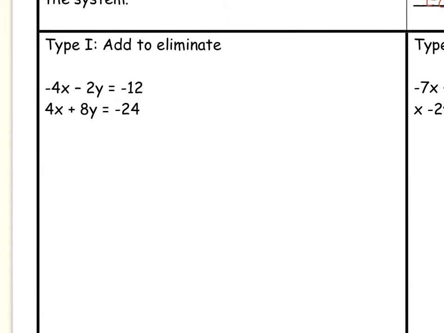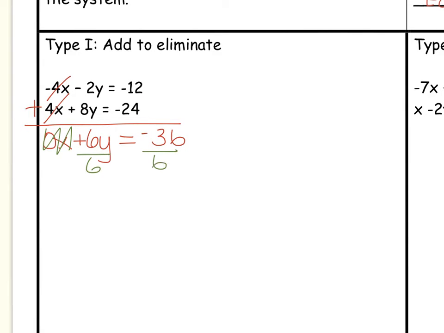What happens when you add negative 4 and 4? You get 0. What happens if you add negative 4x and positive 4x? You also get 0. So if we add these two equations together, we can eliminate the x variable, because negative 4x plus 4x is 0x, and then negative 2y plus 8y is 6y, and 12 plus 24 is 36. Since we eliminated the x variable, we're left with the equation 6y equals 36. Then we can simply divide by 6 on each side, and we get y equals 6.